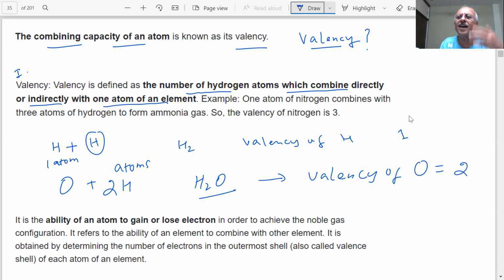So here oxygen is combining with 2 atoms. It says the combining capacity of the atom. Did we write H3O? No. That is not the correct formula of water. What is the correct formula? H2O. It says that one oxygen atom is combining with 2 hydrogen atoms. Therefore, the valency of oxygen is 2.